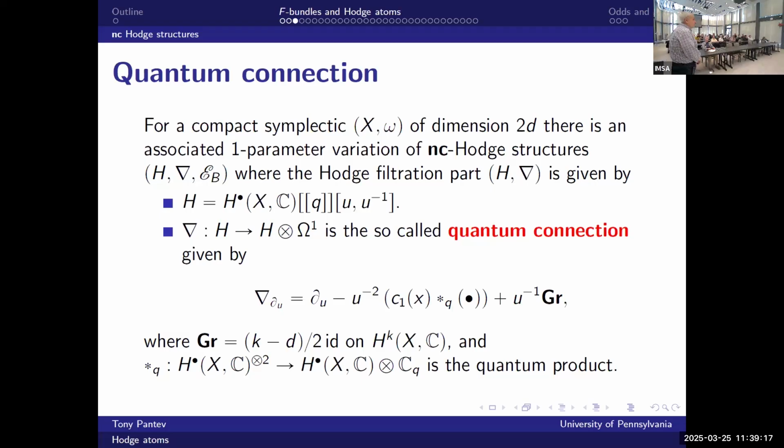But the thing that gives you the Koch filtration, so the way the connection looks in the U direction, is given by this formula. It has a second order pole. The coefficient in front of that pole is the quantum multiplication with the first Chern class of X. And the quantum multiplication depends on the parameter Q, which scales the symplectic form. And there is a first order pole in the Laurent tail, and it is just the grading operator. It's the operator that multiplies homology of degree K by K minus the order. And so this depends on the Gromov-Witten invariants.